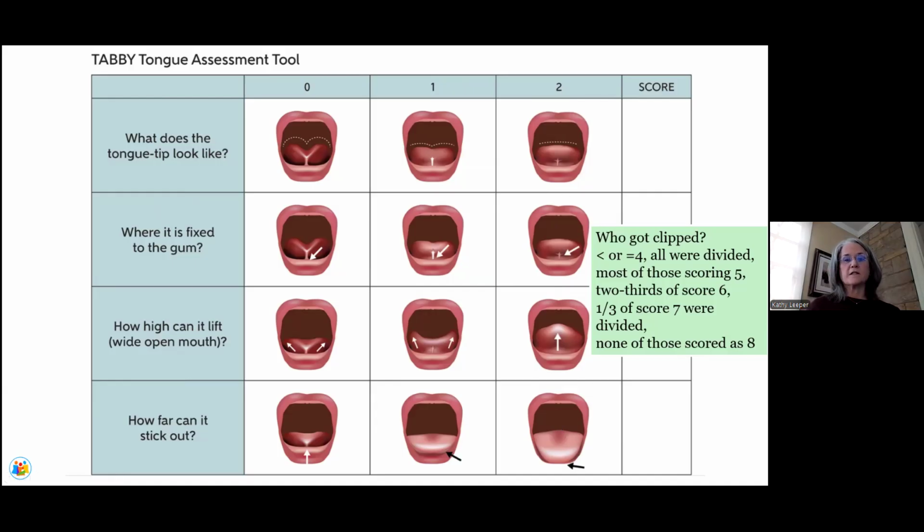So it's a tool that can be useful, especially if you're just getting started assessing tongue ties, trying to help decide if there's a functional impairment or not, just visually.